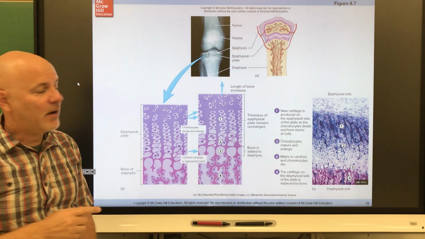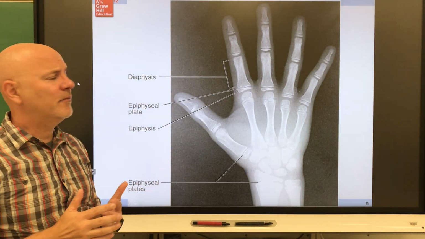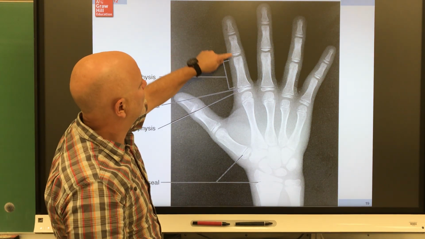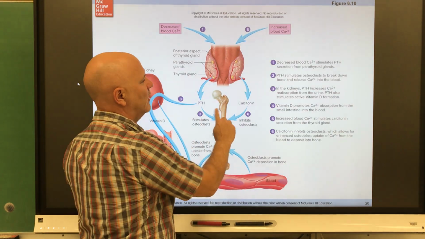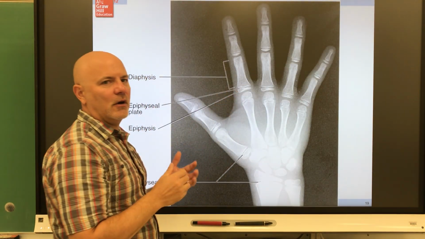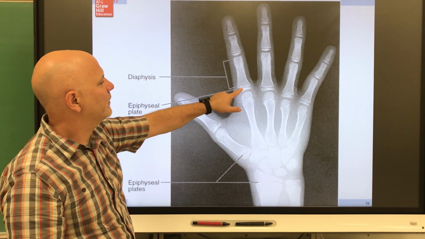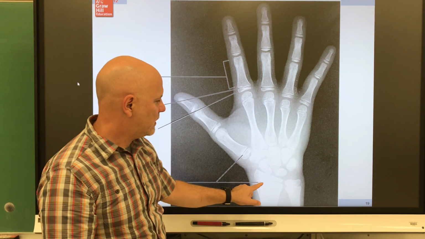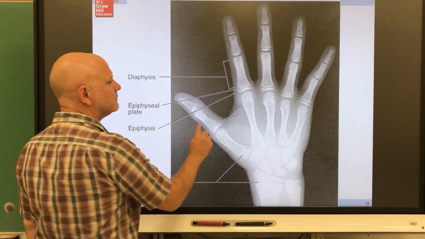Now, if we just go ahead and go to this picture here, this is an x-ray of a child's hands. And you can see here, these are the phalanges, and you can see there's the epithelial plate. So it's cartilage, and x-rays can move easier through cartilage than they can through bone. So you see these lines showing those epithelial plates. So here it is on the radius, there it is on the ulna as well.